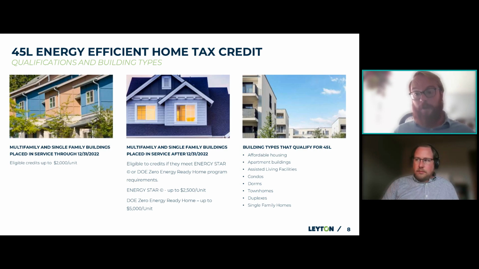Now, when we talk about residential homes, we're talking about apartment buildings, single family homes, townhomes, of course, but some other types that you might not consider are assisted living facilities or dorms and student housing, which also qualify for the 45L tax credit.